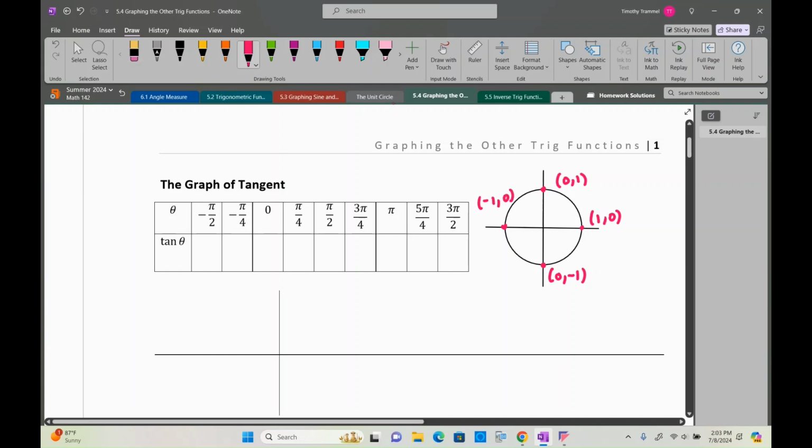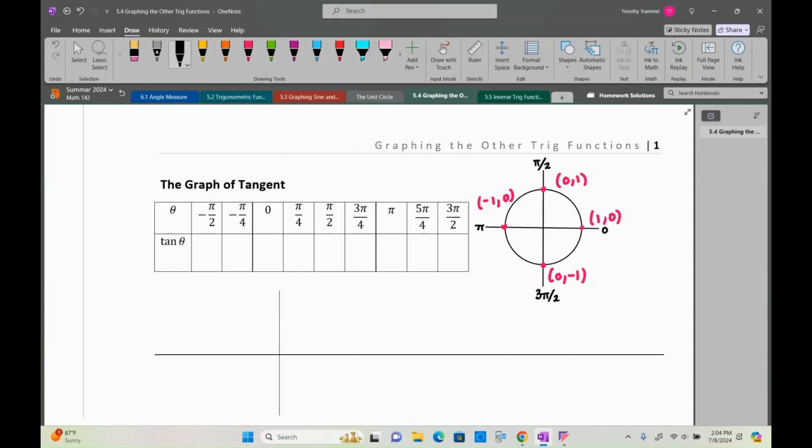There we go. And I'm also going to go in and just label that this is 0 radians. This is going to be pi radians here. So up top, we'd have pi over 2 radians, and then 3 pi over 2 radians here at the very bottom. Okay. All right. Well, let's begin with, I suppose, 0.